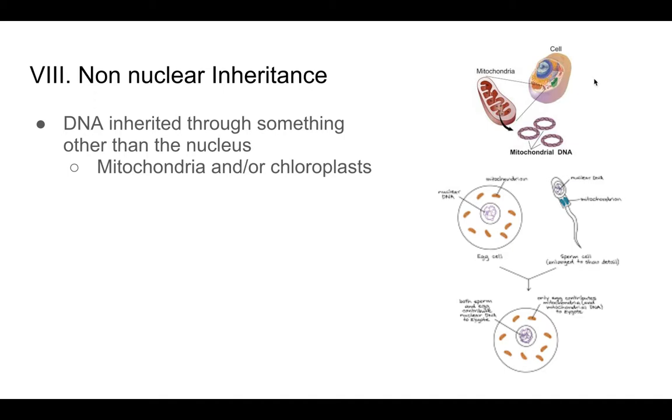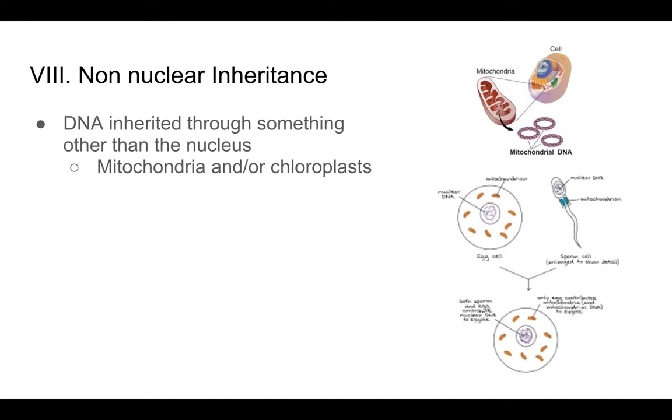If you check out this picture up here, this is a eukaryotic cell. We've pulled out a mitochondria, and inside that mitochondria are these small circular components of DNA. So essentially, this is genetic information that you are inheriting from a parent that isn't in the nucleus of their cells.